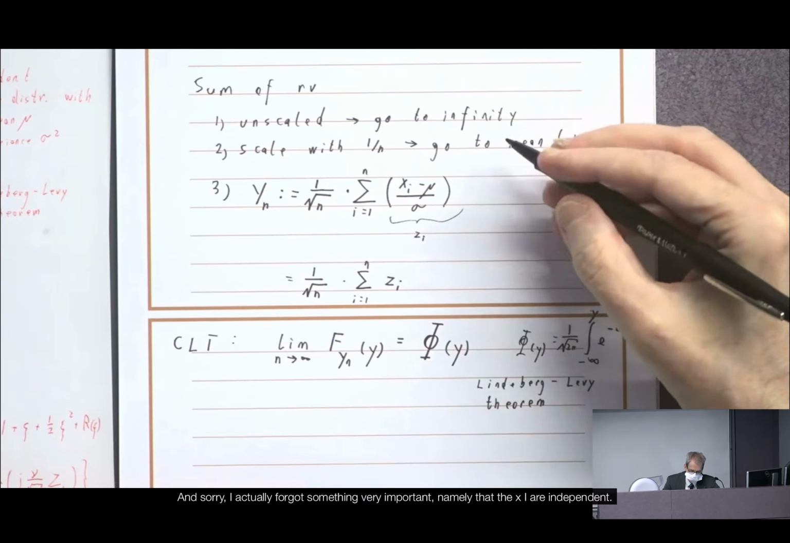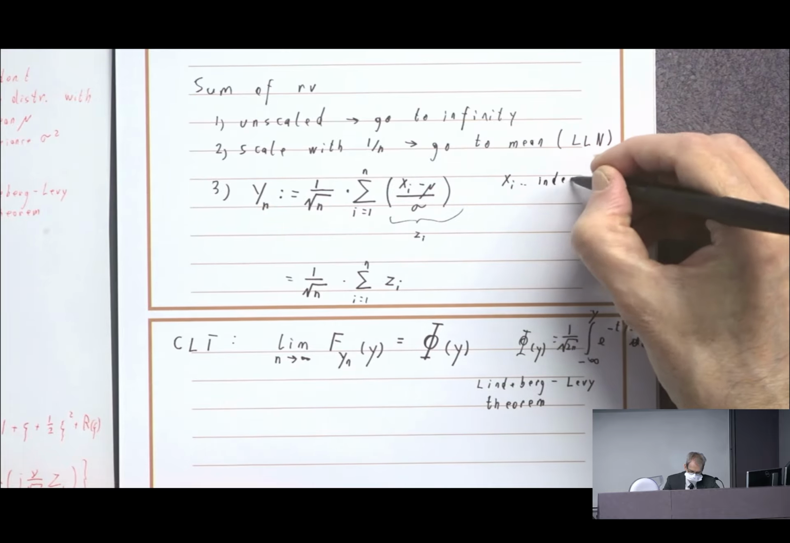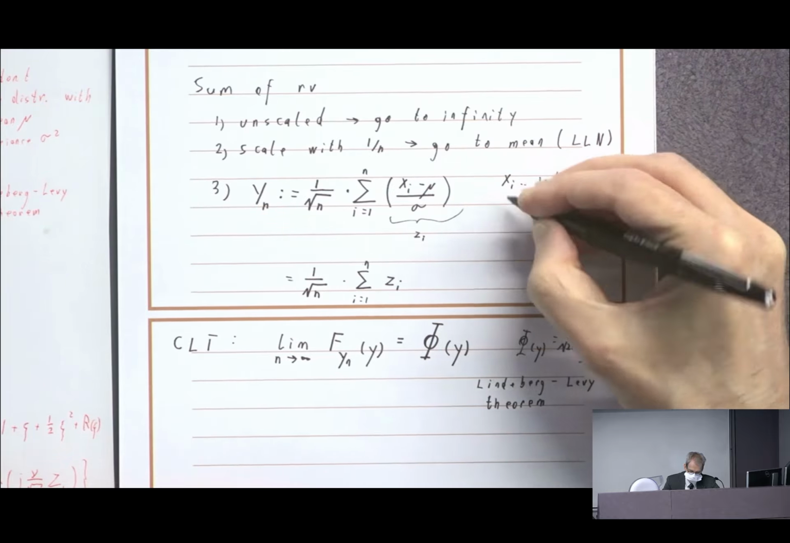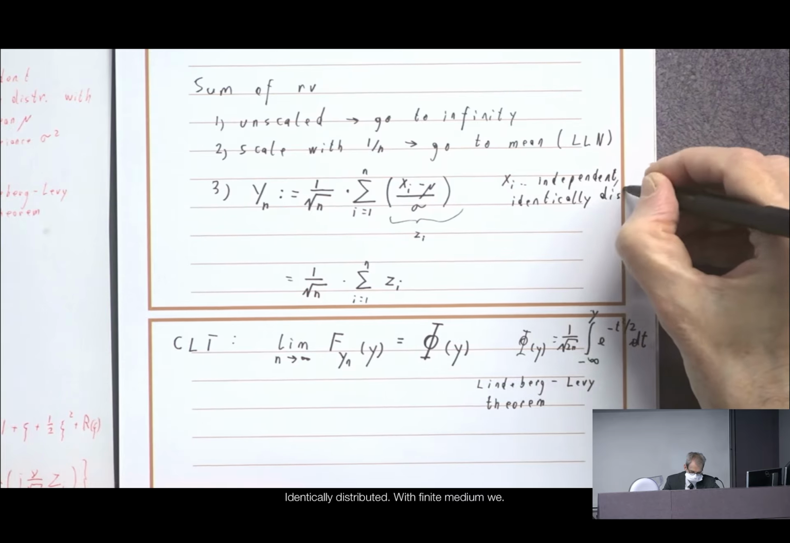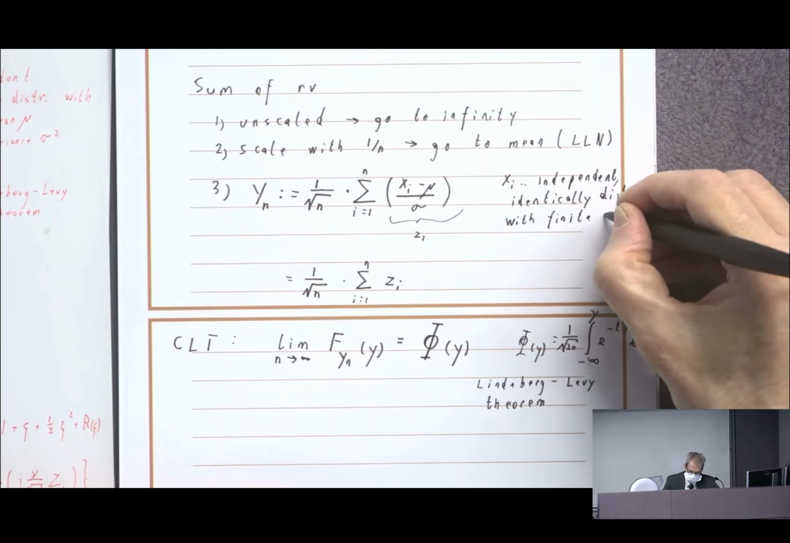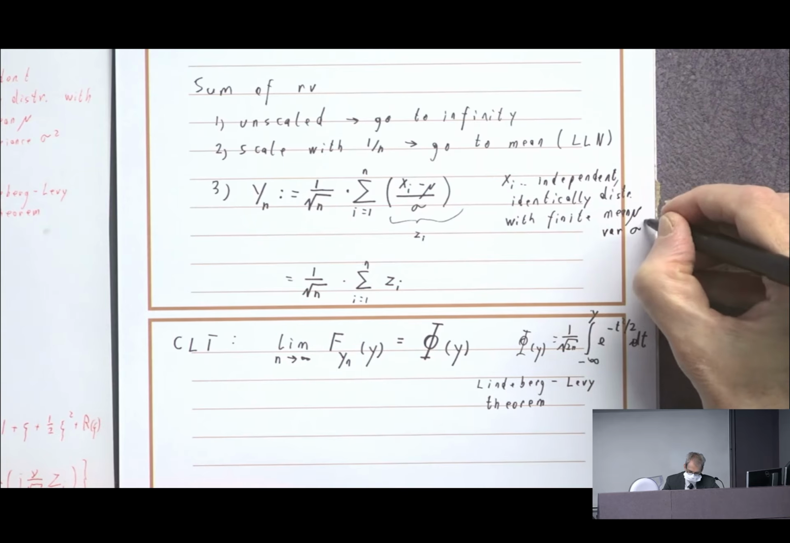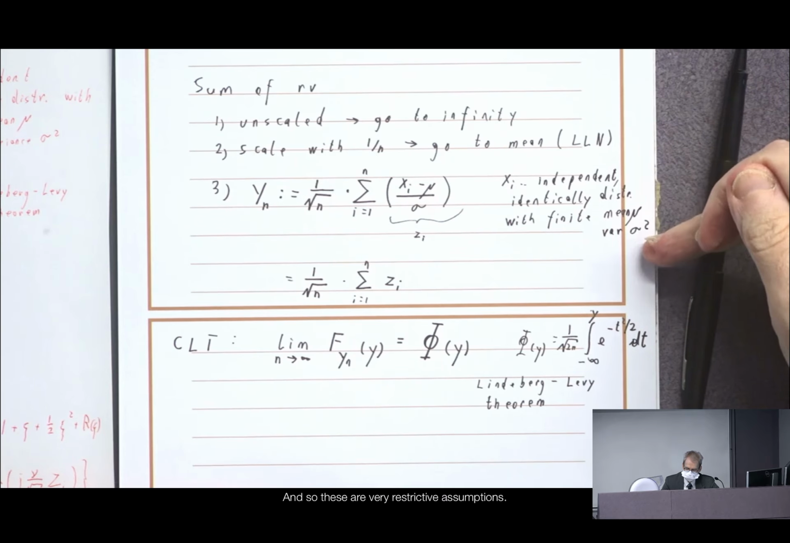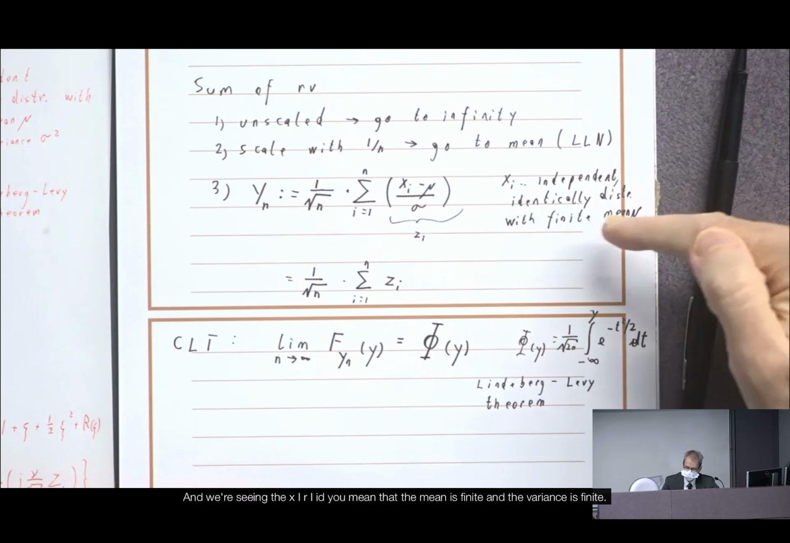Sorry, I actually forgot something very important, namely that the Xi are independent, identically distributed, with finite mean mu and finite variance sigma squared. And so these are very restrictive assumptions. We're saying the Xi are IID, and that the mean is finite and the variance is finite.